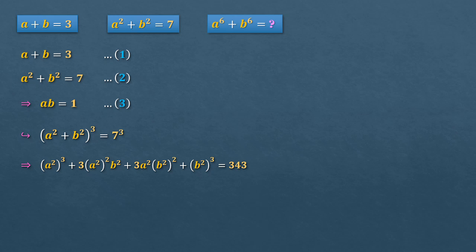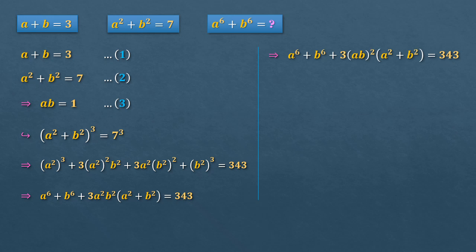We factor out 3 times a squared times b squared from the middle terms, leading to a to the power of 6 plus b to the power of 6 plus 3 times a squared times b squared times (a squared plus b squared) equals 343. This implies that a to the power of 6 plus b to the power of 6 plus 3 times (a times b) all squared times (a squared plus b squared) equals 343.